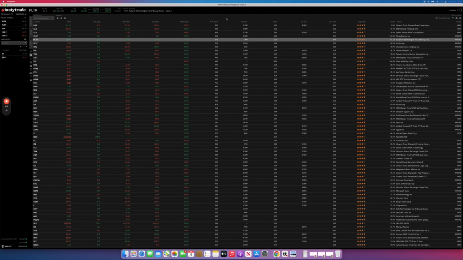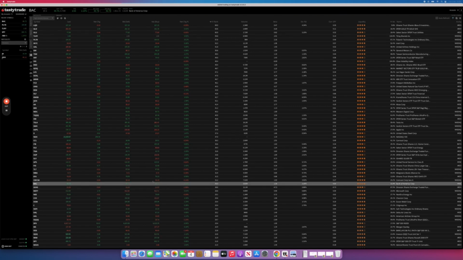So IV rank is a very important metric that we're going to use, and we only want to look at things to trade that have an IV rank of at least 30. Okay, so our cutoff point would be around here at BAC, which is Bank of America. Anything with an IV rank of over 30 is considered high. Over 50 is considered very high. I like to be in a mid to high sort of range.